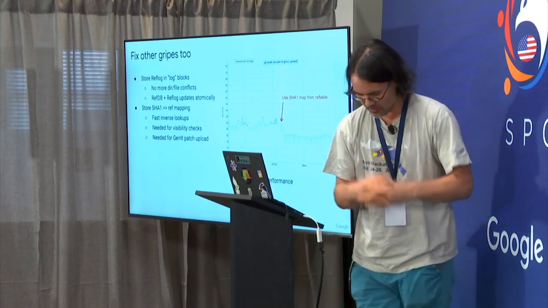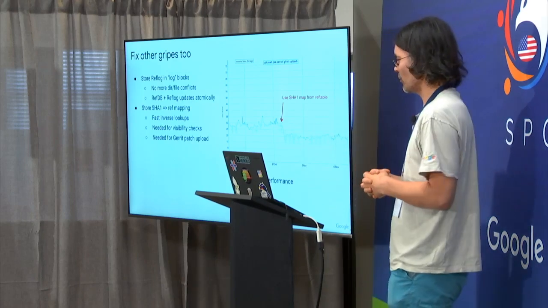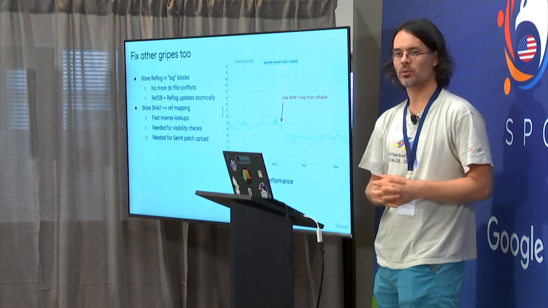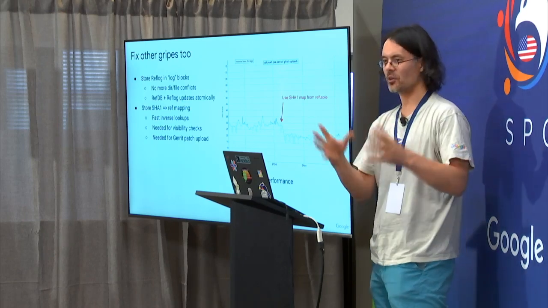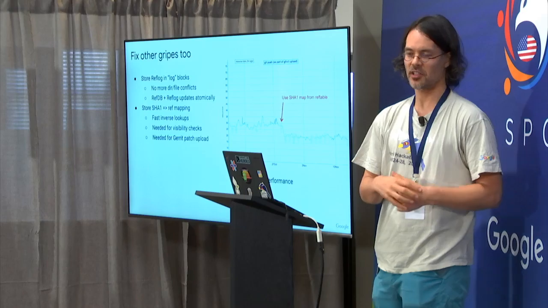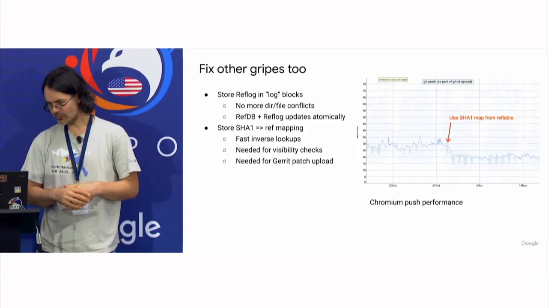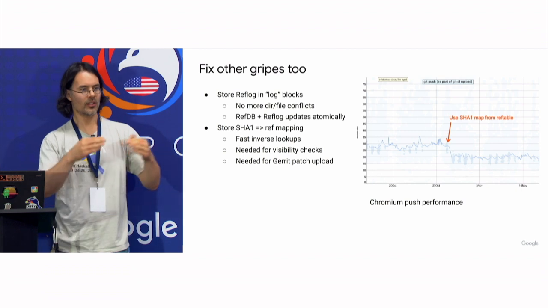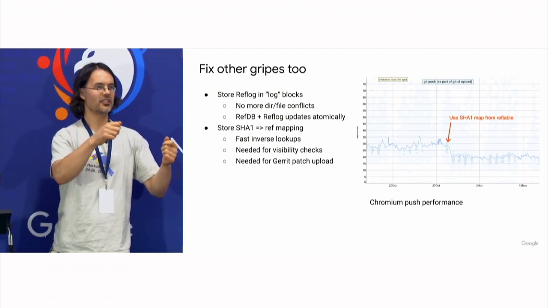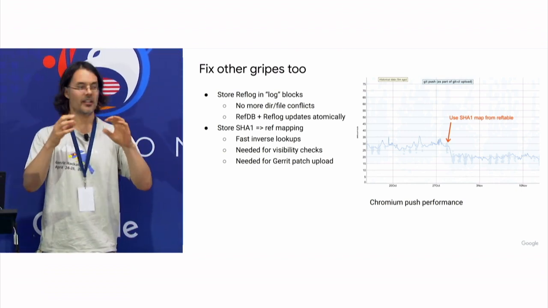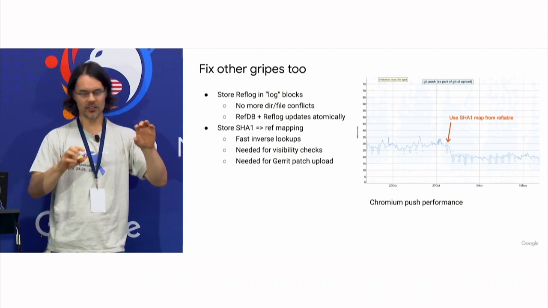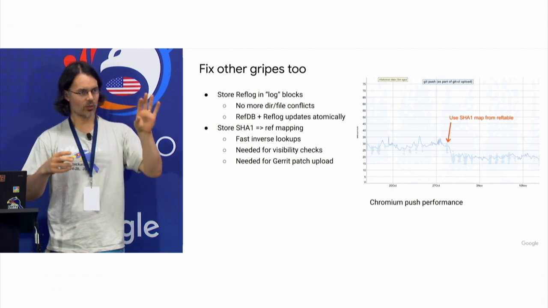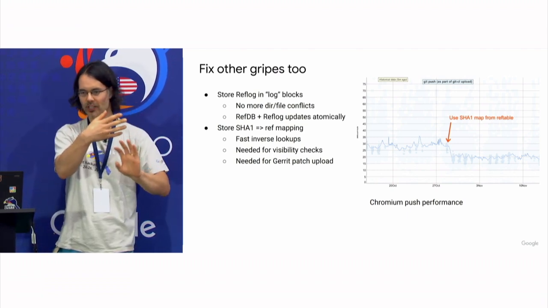Well, if we're inventing a new format for storing the ref database, we might as well fix all the other problems we have with this as well. And one thing is that there is the ref log. So it's a log of how branches change over time. And it used to be stored separately. If we have a new format, we can store this data together with the actual ref data.